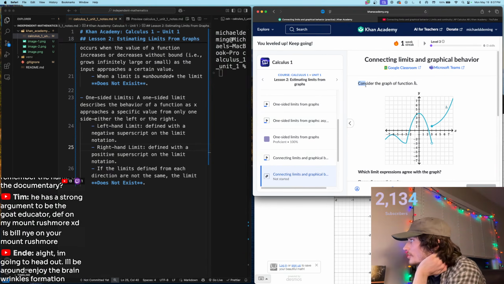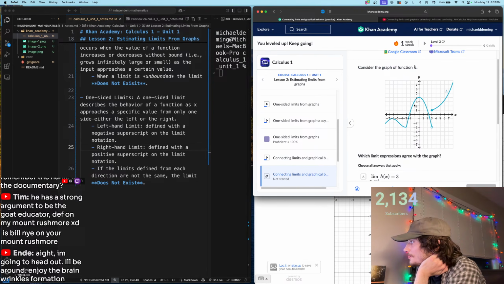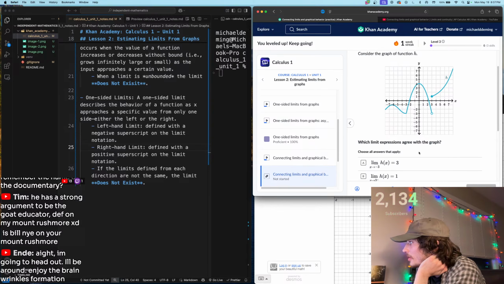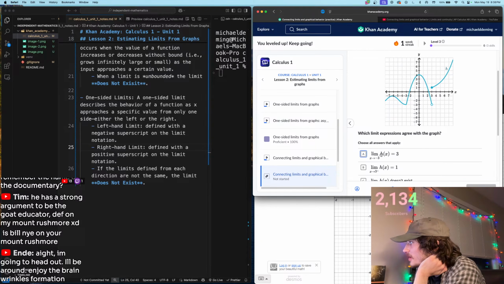All right, consider the graph of the function h. Which limit expressions agree with the graph? All right, so the limit of h of x as x approaches -3 is 3. So as we approach -3, the limit is 3. No. So that is not true.